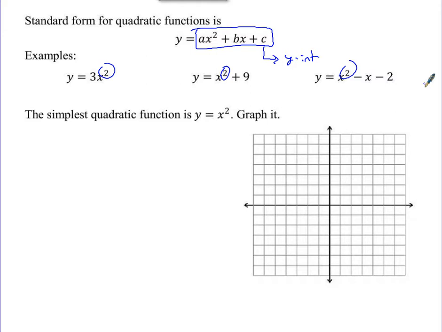The simplest quadratic function is y equals x squared. That has no number in front of it. It has no other terms behind it, just y equals x squared. That is the most basic parabola that we can draw. Nothing has been done to it. It's called the parent function. I'm going to write that down because that's a good vocab word. It's not really a vocab word you need to know.